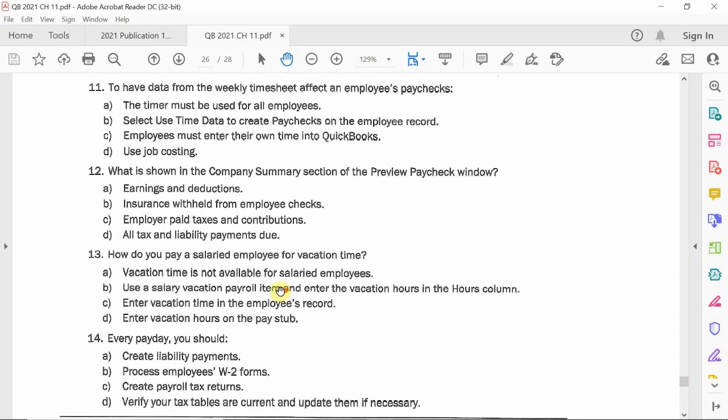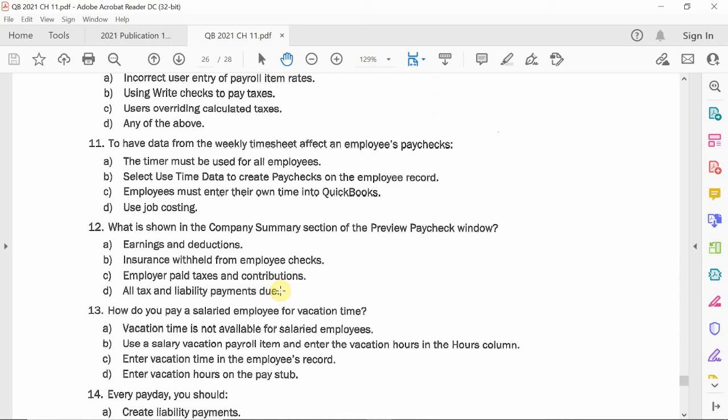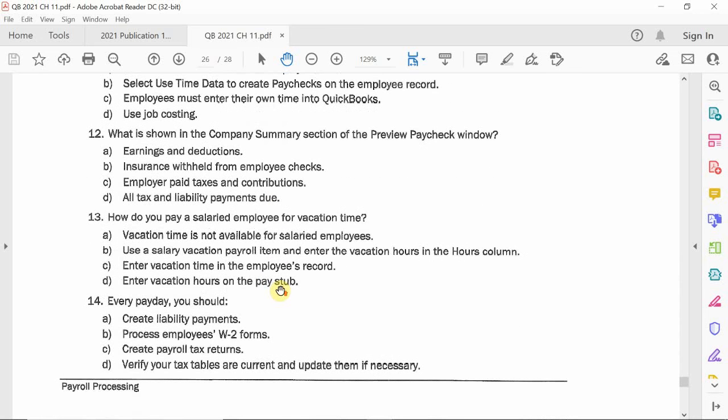Okay. All right. Let me see. Let me see. You have employees and deductions. Oh, sorry. Earnings and deductions. Okay. Let me see. Insurance withheld from employees' checks, and then employer paid checks and contributions. Let me see. What is shown in the company settings? Okay. All right. What are we on? 13?